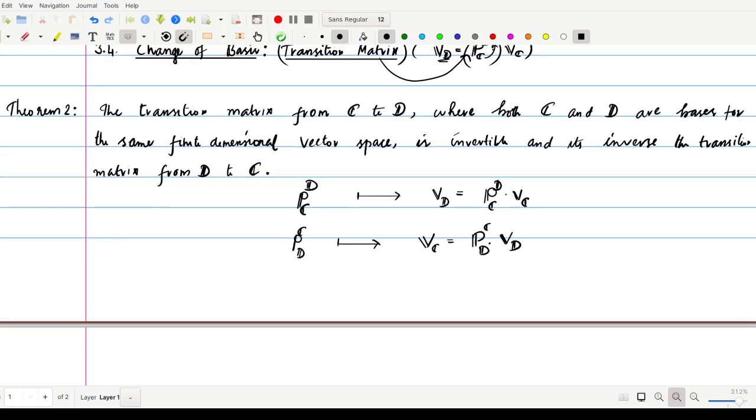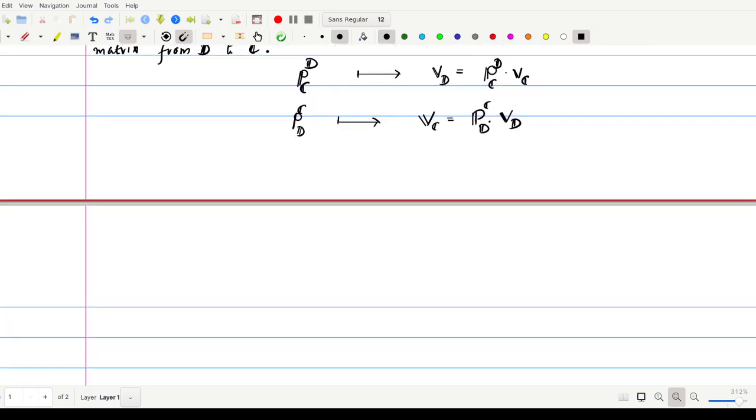So we will prove that the product of these two matrices is the identity matrix, because we need to prove that this matrix P_CD is an invertible matrix. In order to prove this, we define the product of these two, P_CD and P_DC. Suppose this is a matrix A, and the entries of this A are named A11 through A1n, and so on up to An1 through Ann. We will prove that this is the identity matrix.